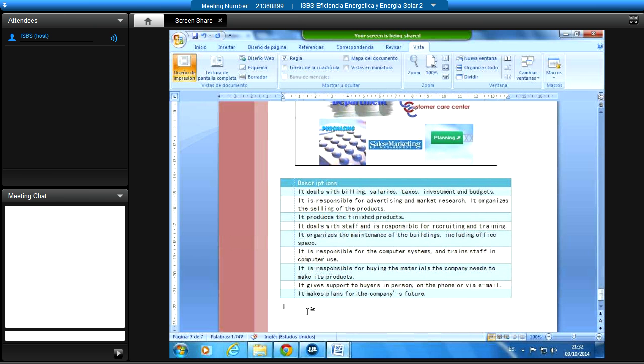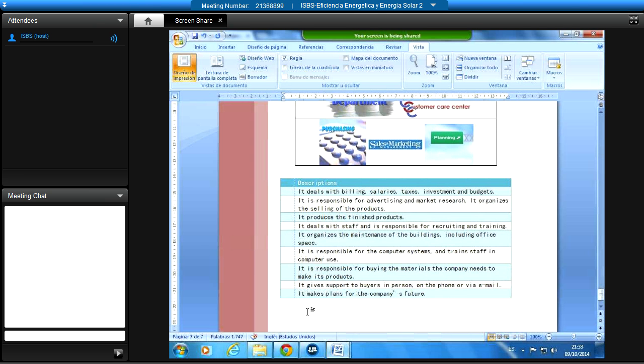George? It produces the finished products. Production department. Production, because it produces the finished products. So it's product, but produce. Production, produce.